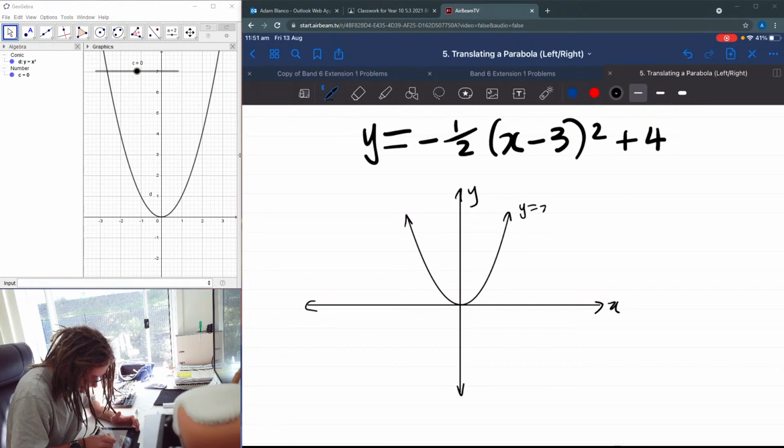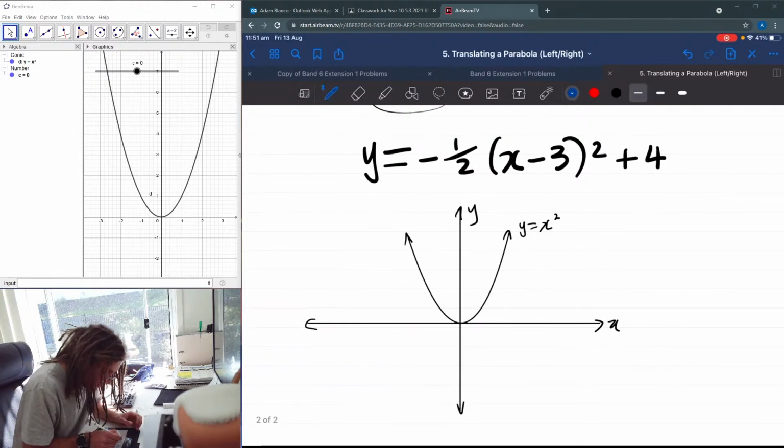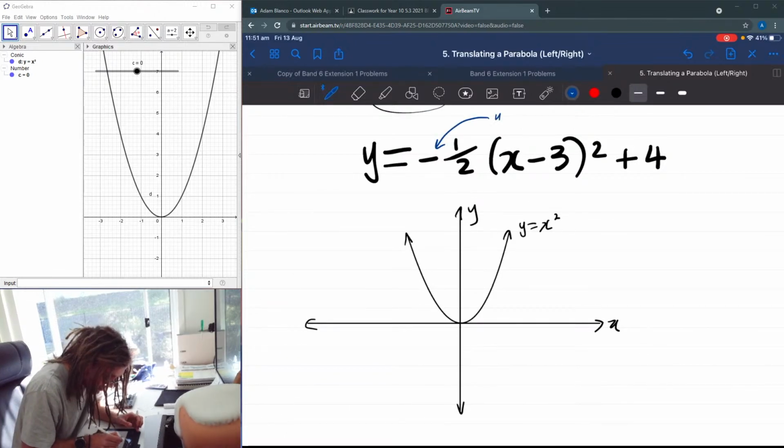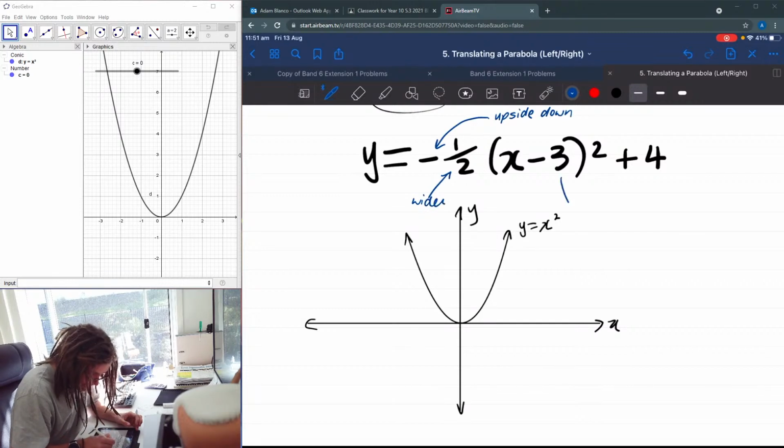If I've got y equals x squared, that's not what I want. Just think about all the things that are happening to it. So this tells me it's upside down. That tells me that it's wider. That tells me that it's to the right 3. And that tells me that it's up 4.